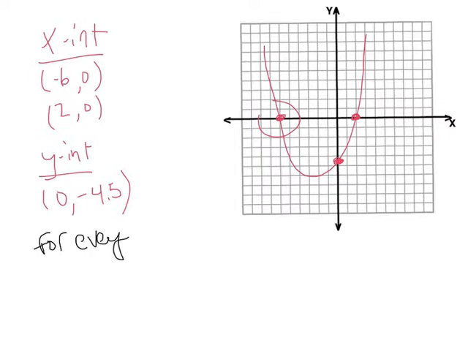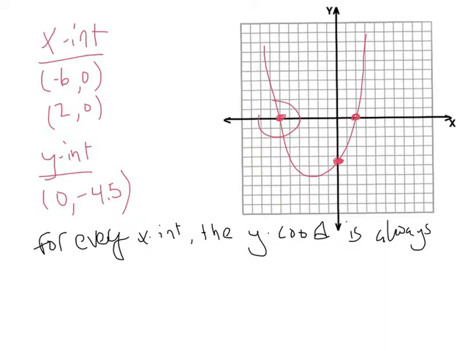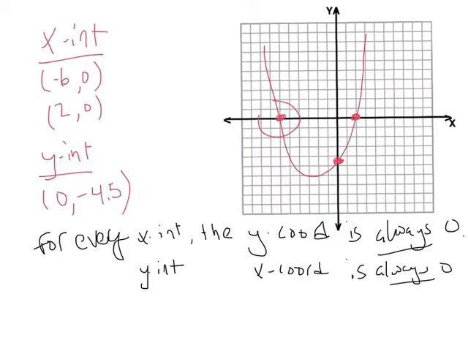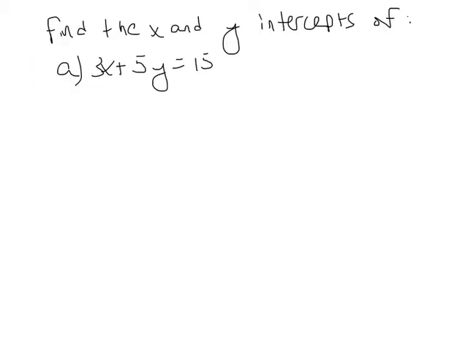For every x-intercept, the y-coordinate is always 0. And then we can say for every y-intercept, the x-coordinate is always 0. Very important.